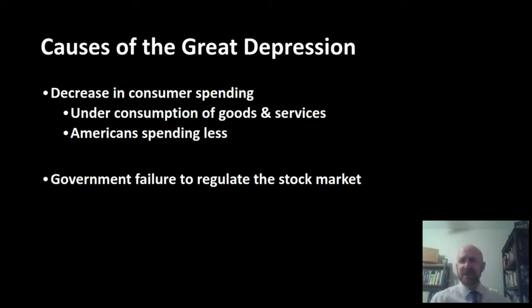The next major reason for the Great Depression is going to be the stock market failure. The government just hadn't regulated or made laws to control the stock market. And so the businesses were lying about how well they were doing. They were saying they were making money when they weren't. So people continued to buy their stock.